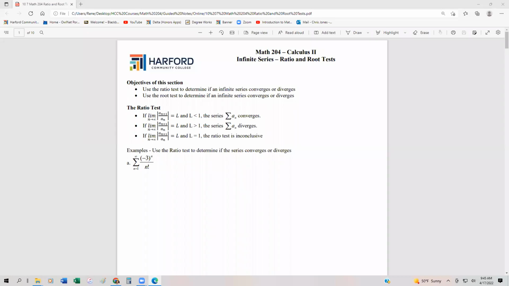We're going to take a look at the last two series tests for this entire section, which are going to be something called a ratio test and a root test. And these are going to be pretty powerful tests. So we're going to be using them a lot in subsequent sections when we start taking a look at why we use infinite series. And so the objective of this section: make sure that we can use the ratio test, make sure we can use the root test, to determine if series converge or diverge.